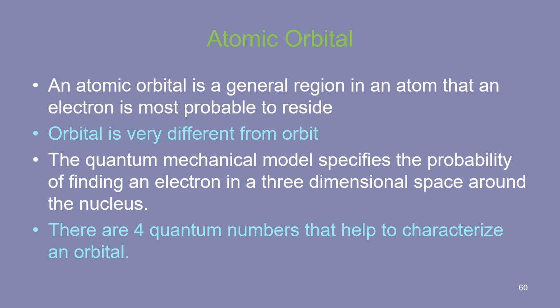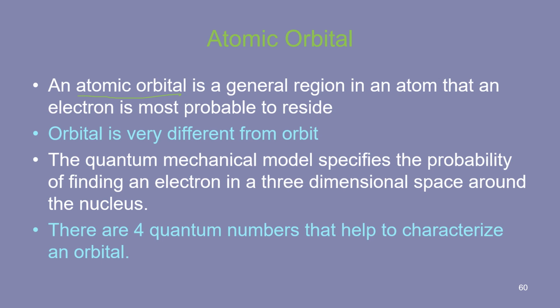All right, so what these wave functions give rise to are something called not orbits, but atomic orbitals. So again, an orbital is a general region in an atom that a certain electron is most probable to reside. So it's a region in space that holds electrons. So again, orbital is very different from orbit.